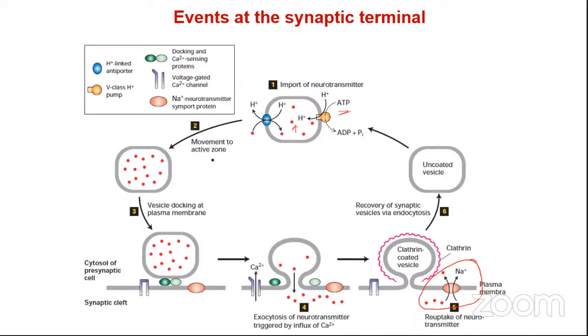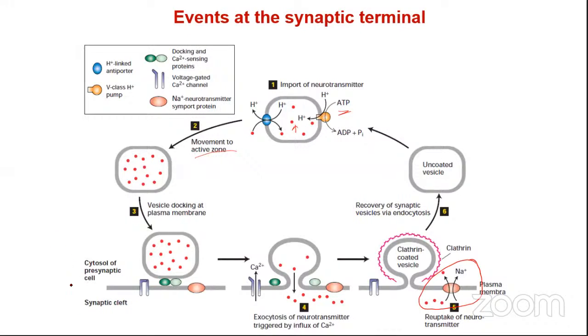Next, it is brought down. This movement to the active zone means that you are actually transporting. This is an anterograde transport happening, where you are transporting the synaptic vesicle to the axon terminus. Now what happens at the axon terminus is that they are docked very near to the presynaptic membrane, by using a docking protein. So the synaptic vesicles filled with neurotransmitters remain here. Now, I didn't tell you what happens at the presynaptic membrane, right?